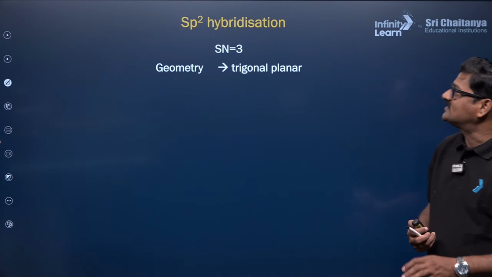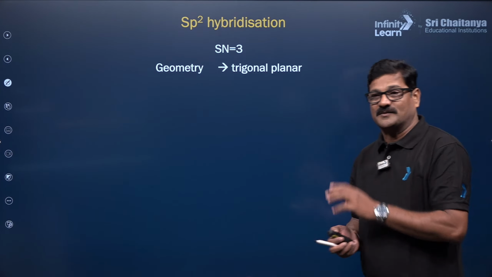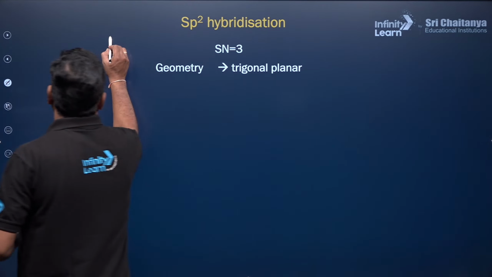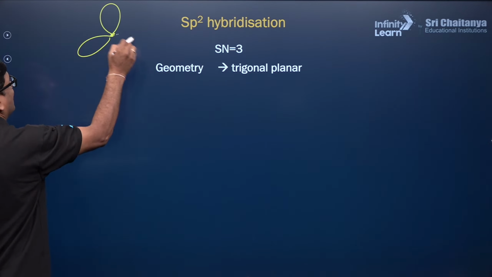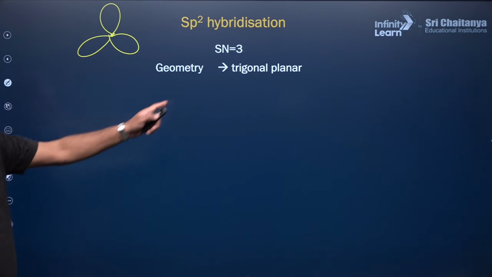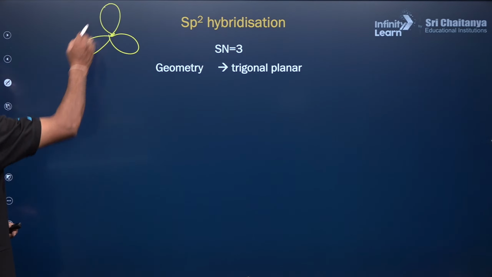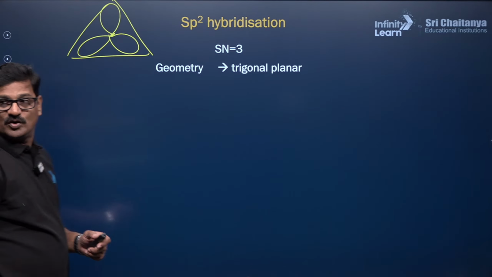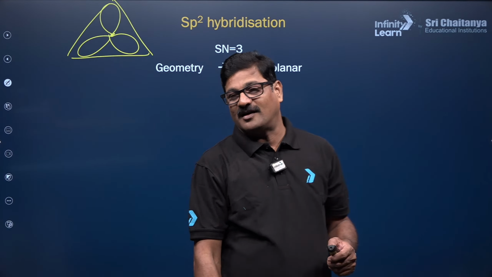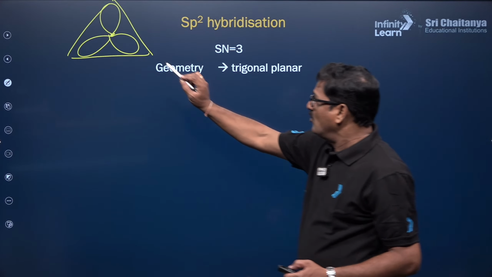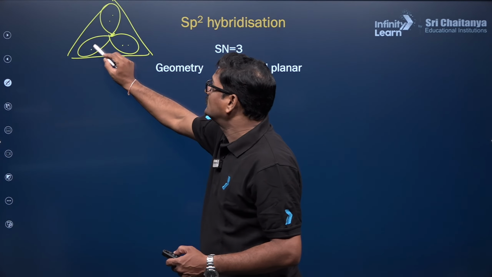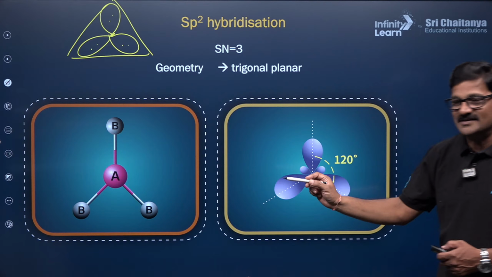Okay, so let us say it is sp2 hybridization. The geometry of sp2 hybridization is going to be trigonal planar. So a triangle will come. It is going to be trigonal planar, with steric number 1, 2, 3. It appears like this.